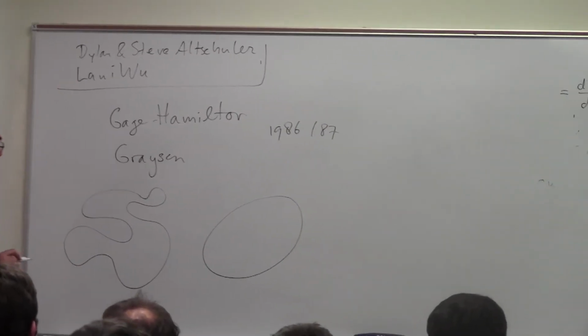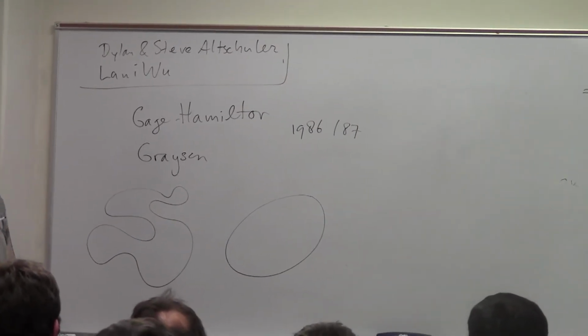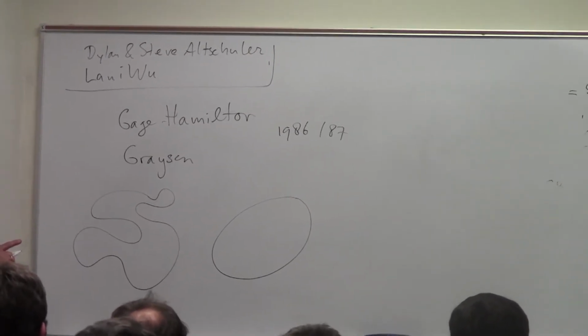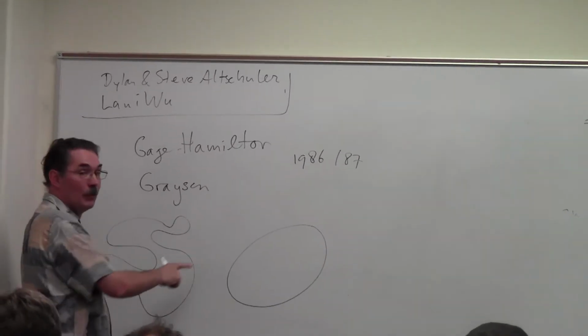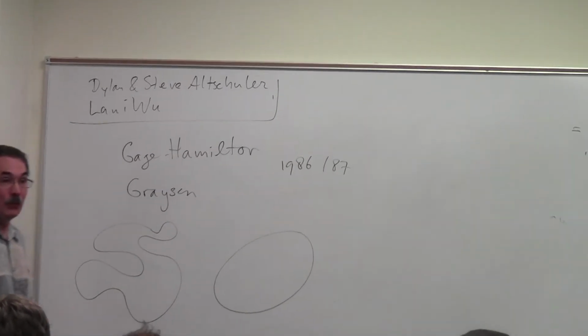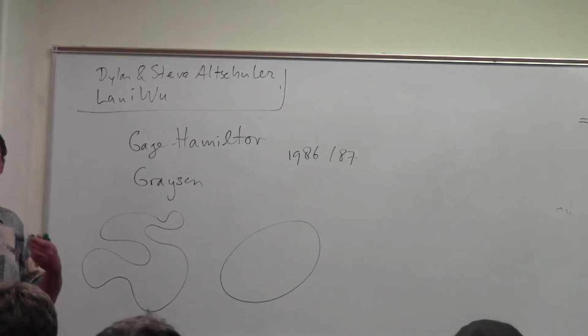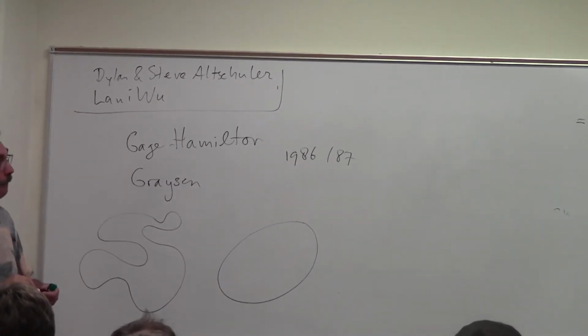What Grayson showed is that if you take any embedded curve without self-intersections, then it always stays embedded. It never forms self-intersections. And within finite time, it will become convex. So if you take any curve, no matter how wild it is, within finite time it becomes convex and then it shrinks to a point.